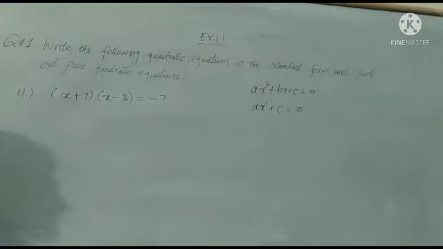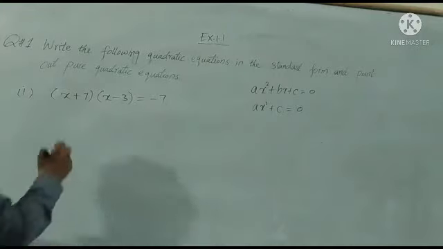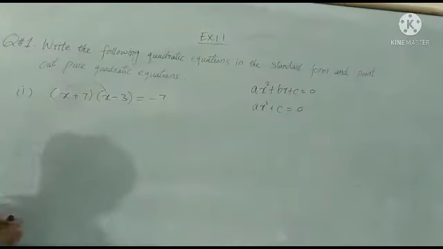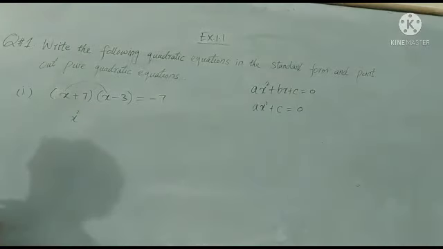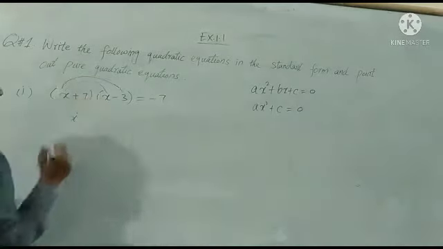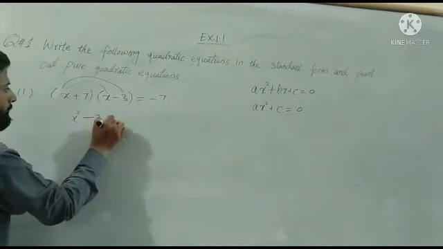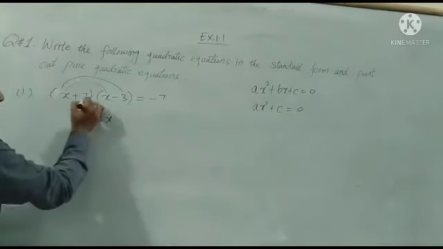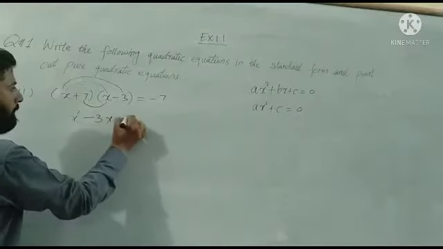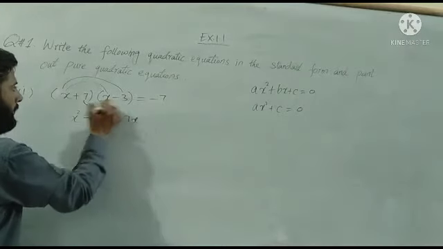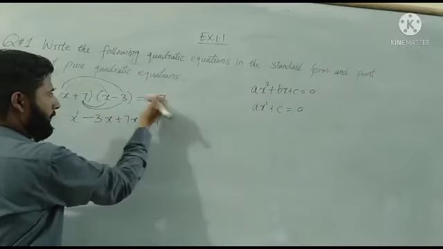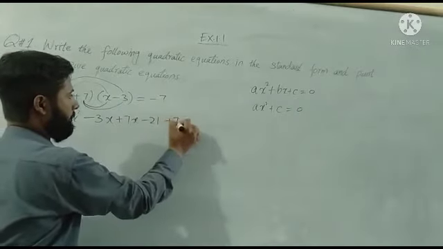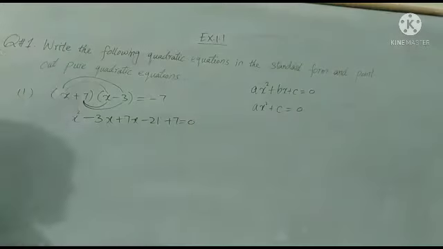So beta, first of all we have to simplify it. For simplification we will multiply them. x with x will become x squared, and then we multiply x with minus 3, so it will be minus 3x. Then plus 7 with x will be plus 7x, and plus 7 times minus 3 is minus 21. This minus 7 we will take on this side, and it will become plus 7 is equal to 0.